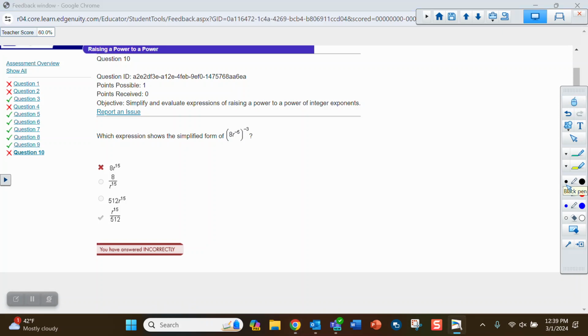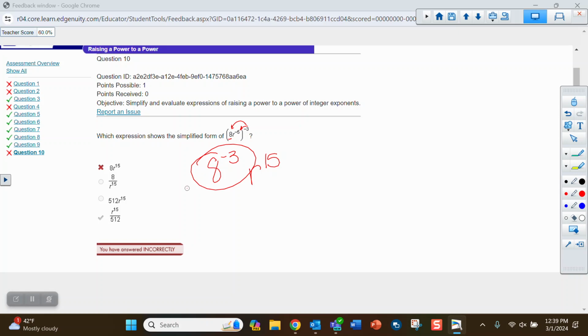In this last example, it's just asking which one's simplified. So it looks like you're continuing to forget that if you have a coefficient inside a set of parentheses, it is also getting raised to that negative 3rd power. You did not apply it to the 8 here in the correct answer. So this becomes 8 to the negative 3rd, r to the positive 15th.